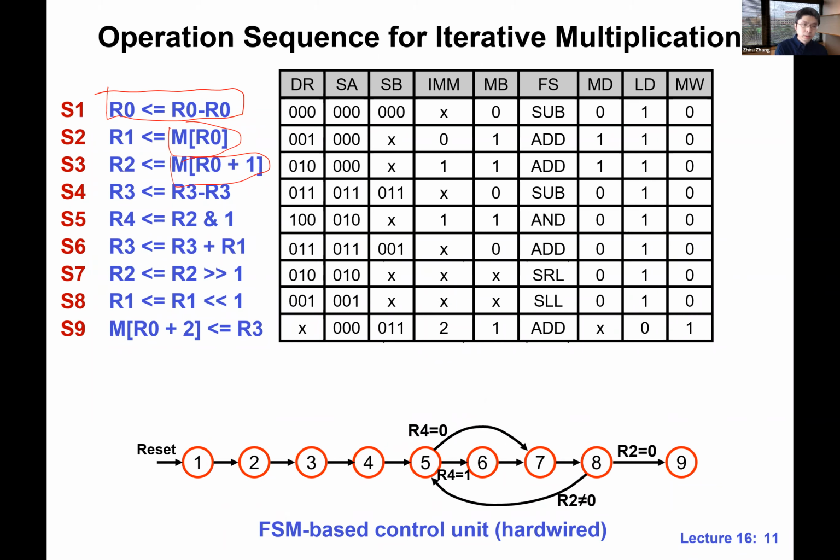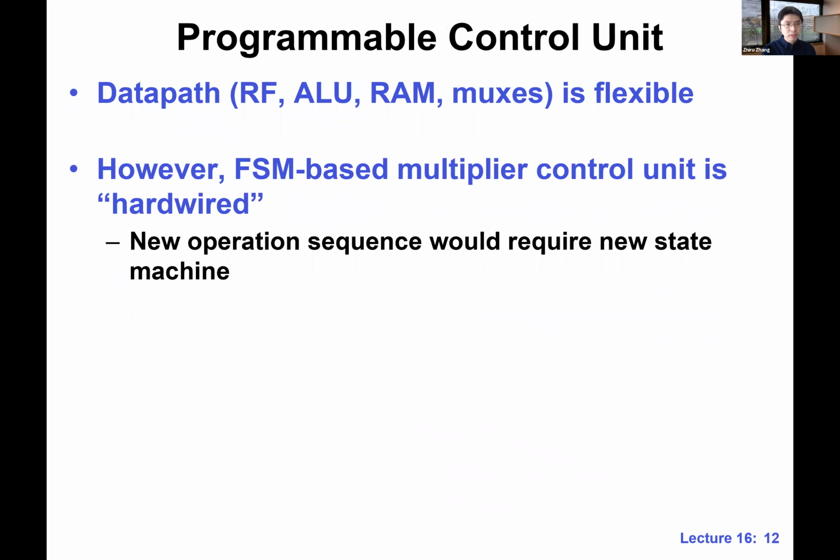This is very straightforward. But the downside of this FSM is that it is hardwired. For each different kind of algorithm, let's say in this case we are doing an iterative multiplication, but I want to do iterative division, I also have to implement another FSM. For any kind of algorithm, I need to implement an FSM. This is just not feasible. We actually want our microprocessor to be more programmable, to be able to handle different tasks, different algorithms. This is where we want to have a so-called programmable control unit.